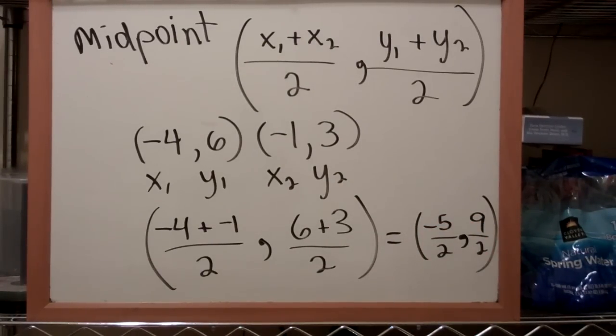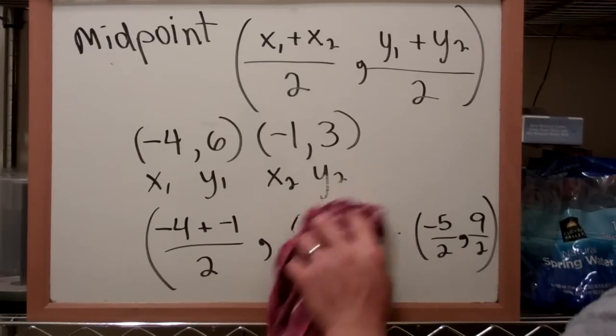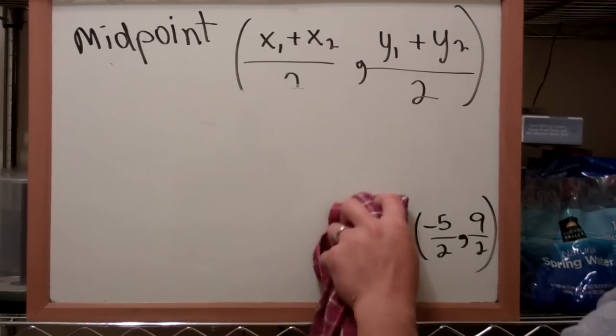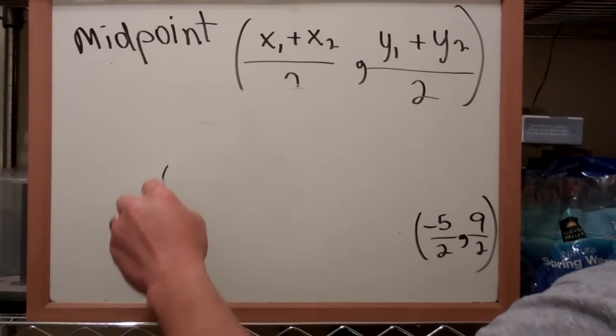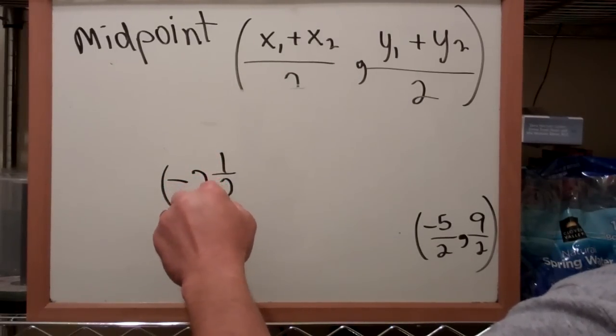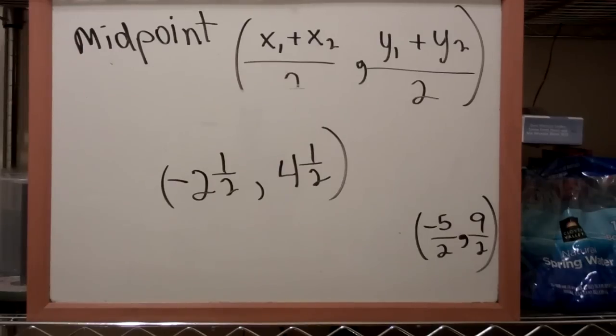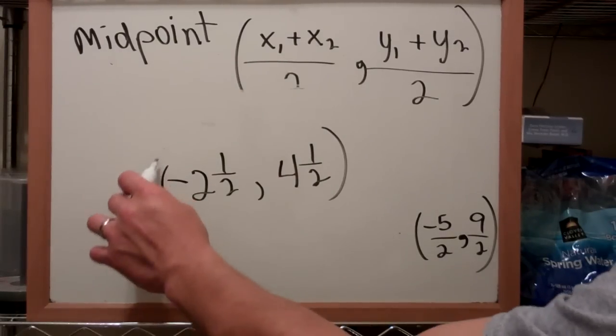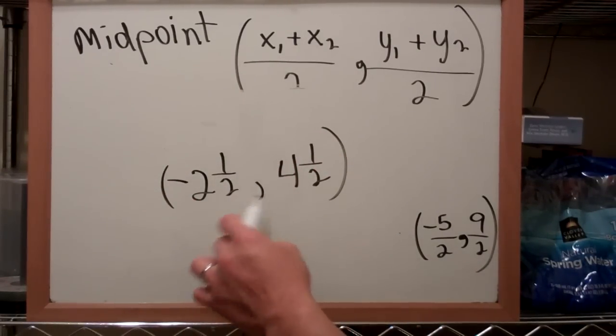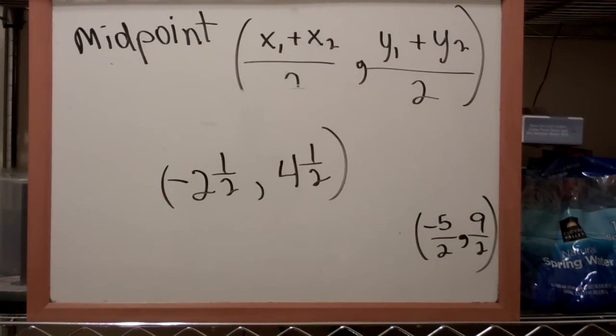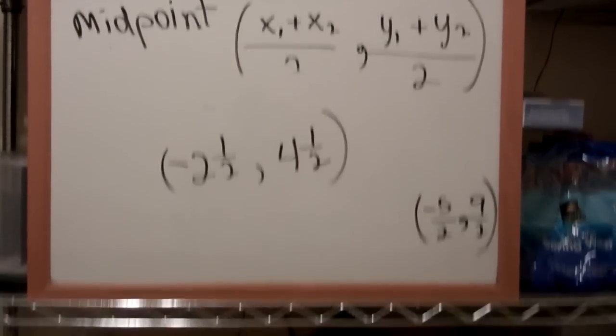And if we wanted to write that as a mixed number, or decimal, we could say this is really (-2.5, 4.5) as the midpoint. And again, we need the parentheses here, and we need a comma between the two numbers to indicate that this is actually a point on the graph. That concludes our review of distance and midpoint formula.